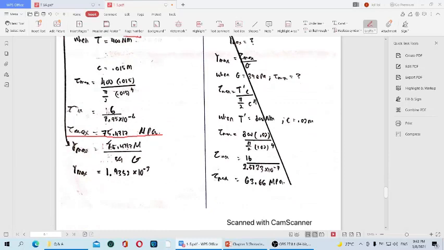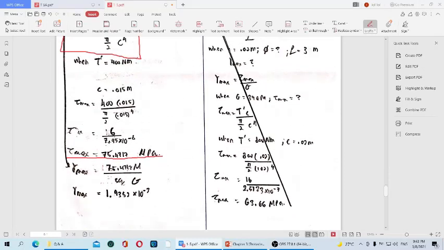So you bring this equation downward, then you include the tau maximum over the modulus of rigidity. You will get shearing strain equal to 1.9352 times 10 to the power of negative 3.